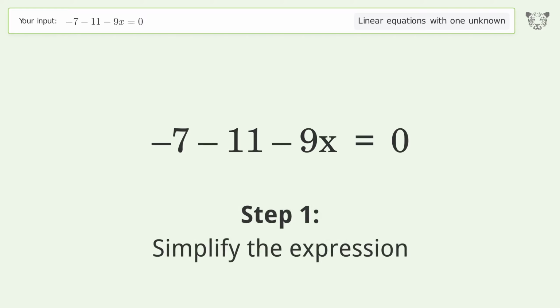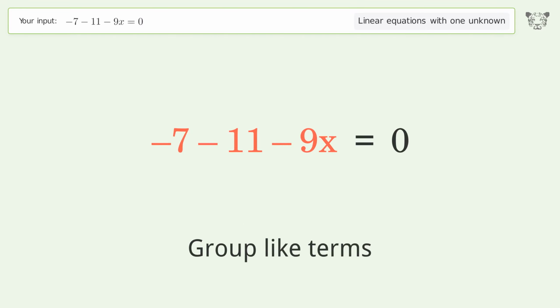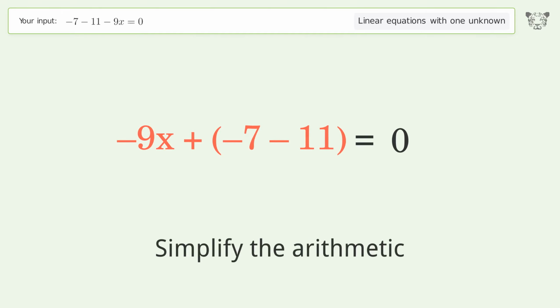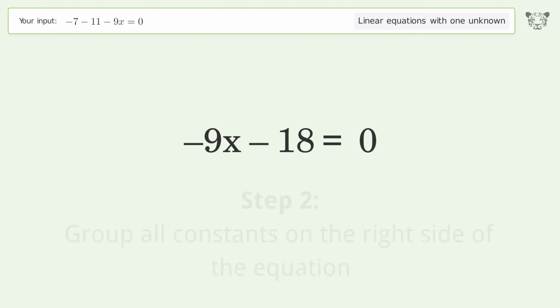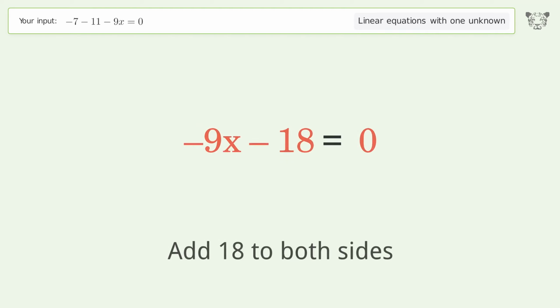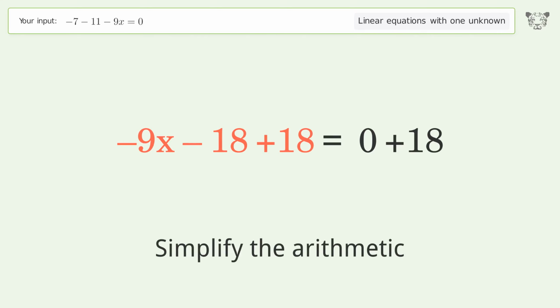Simplify the expression. Group like terms. Simplify the arithmetic. Group all constants on the right side of the equation. Add 18 to both sides. Simplify the arithmetic.